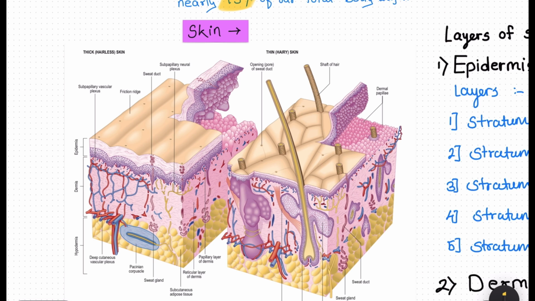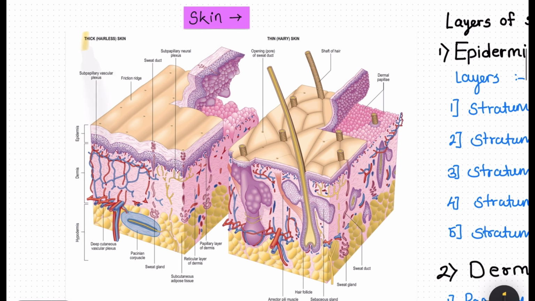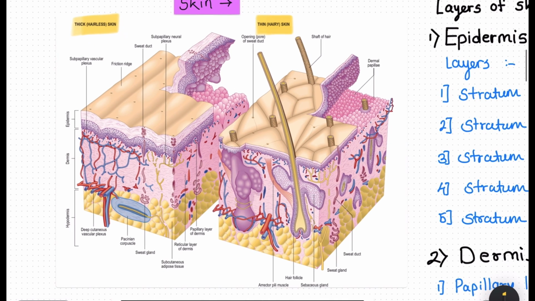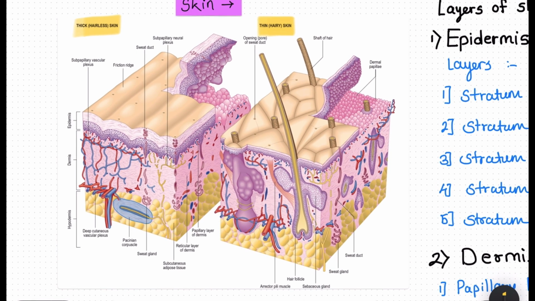You can see here. So this one is thick skin which is hairless. Thick hairless skin is palms and soles wala skin. Okay, and thin hairy skin other body part and thin hairy skin other than palms and soles. Okay, so thin skin is hairy. जहाँ पे hair होते हैं वो skin thin होती है and thick skin जो होती है there are no hair.